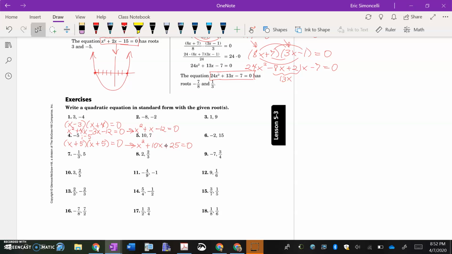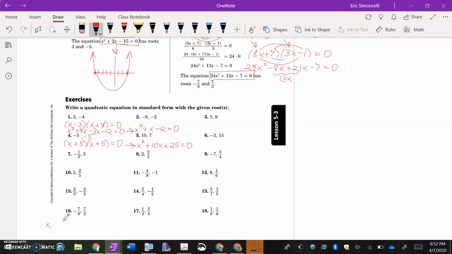Let's finish up with another problem, but maybe one that has fractions. So let's bounce to, how about number 16? Number 16 is a good question. So like I did in the example up above, where I showed my way of thinking, where instead of maybe FOILing x minus a negative 7/8 times x minus 7/2.